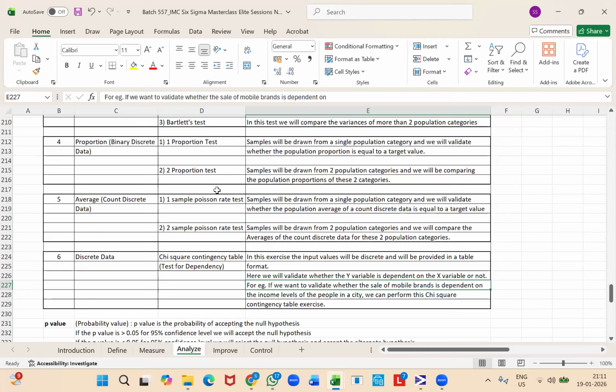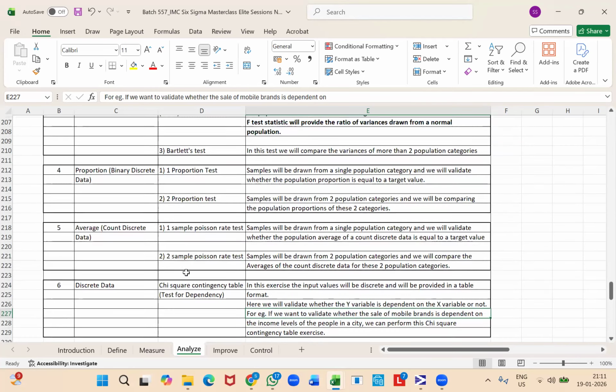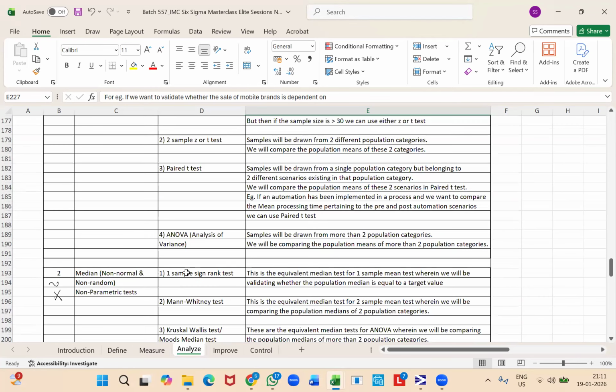So here, in the case of sale of mobile brands and income levels of the people, which one will be Y, which one will be X? Sale of mobile brands is the ultimate impact that one can experience. So that is the effect variable, my Y variable. And the income levels of the people is going to drive the sale of mobile brands. So the income levels of the people is going to be my X variable. Clear? Now, these are the various hypothesis tests that we have for all these statistical metrics.